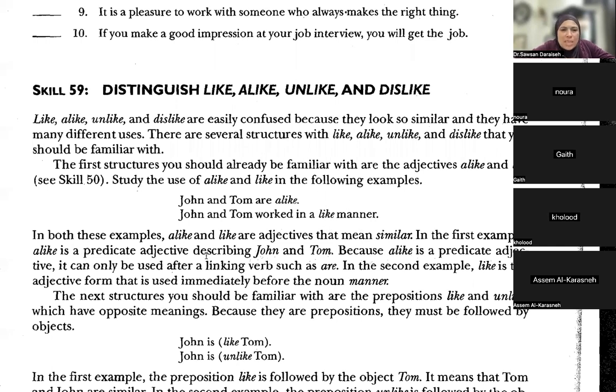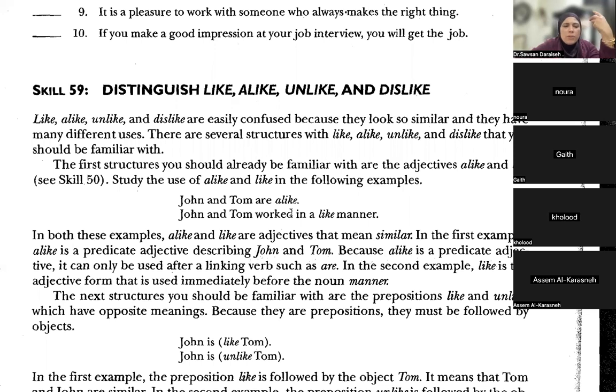In both these examples, alike and like are adjectives. Here, as you can see, they used alike as an adjective. Are alike, after the verb are. A like manner, because manner, guys, here is a noun. Like comes here as an adjective for manner, like in a like manner. Okay, but alike is on its own and like is on its own. All right. In the first example, alike is a predicate. Here it comes as a predicate. Remember what I told you about the predicate? What follows the verb is called a predicate.